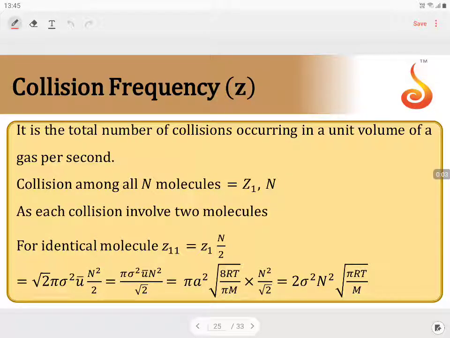Collision frequency is the total number of collisions occurring in unit volume per unit time, per second. So how is it different from collision number? In collision number, we talk about the number of collisions that take place by one molecule. One molecule undergoes how many collisions within unit volume in unit time period, per second.